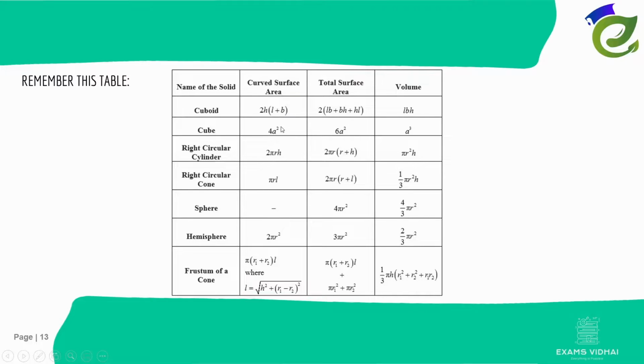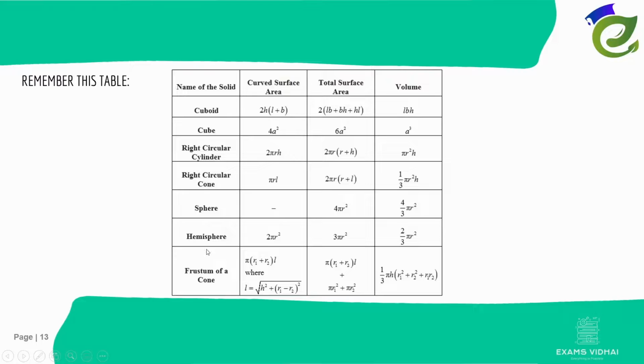Cube: the curved surface is 4a square, since each surface is a square. So if we remove the top two bases, we get 4a square. Total surface area is equal to 4a square plus 2a square, which is 6a square. Volume is a cube. So just remember this topic.